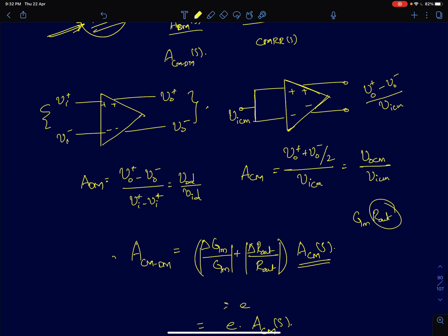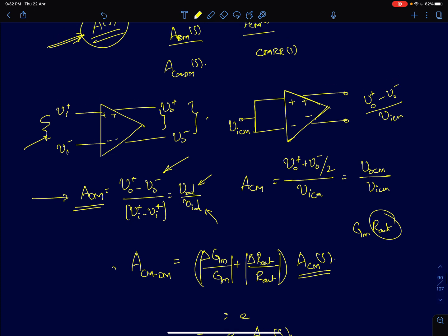The first one of them is what we call the differential mode gain. This is the actual gain of interest in a differential amplifier. It's nothing but the differential output, so you measure the output differentially. Here it is VO+ minus VO-, divided by the differential input. So input is fed differentially, output is taken differentially. The ratio of the two, the output differential voltage by the input differential voltage, is called ADM, or the differential mode gain.